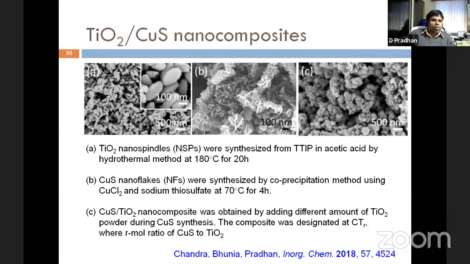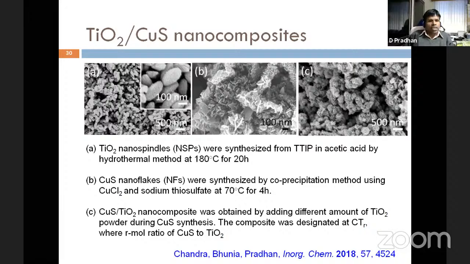So we thought of making this heterostructure to increase the absorption properties, since copper sulfide can absorb more visible light. And then we prepared this TiO2 in the form of nanospindles. That means it is a type of elliptical shape. And the copper sulfide was synthesized by a solution-based method at 70 degrees. It is a flake type of structure. Then we formed the composite or heterostructure.